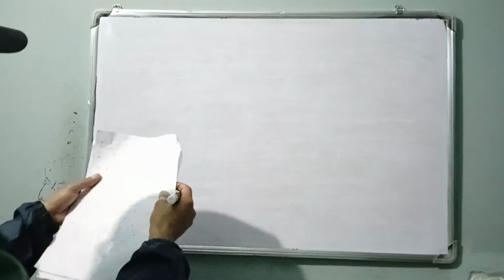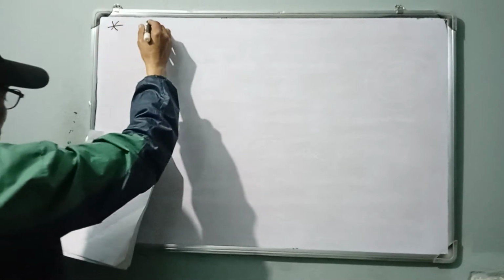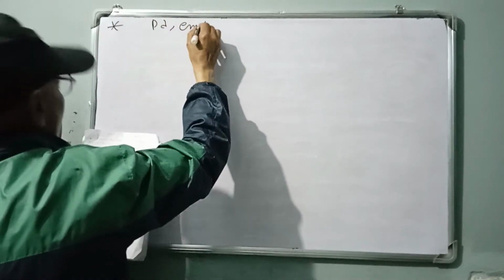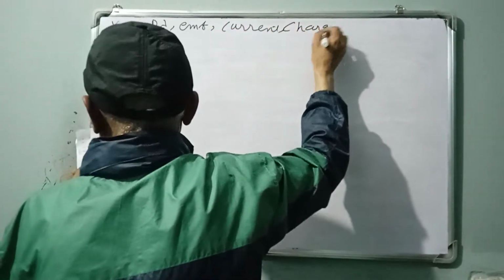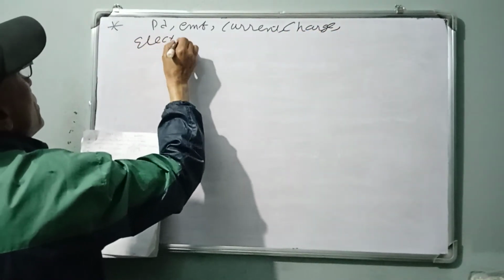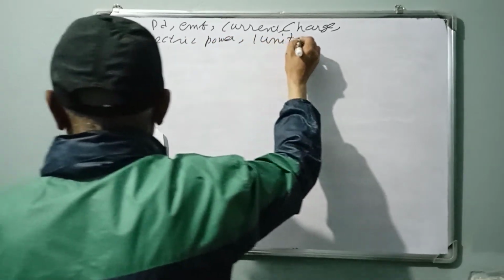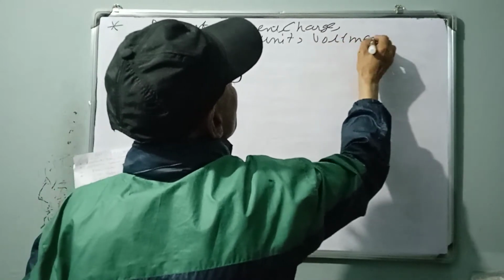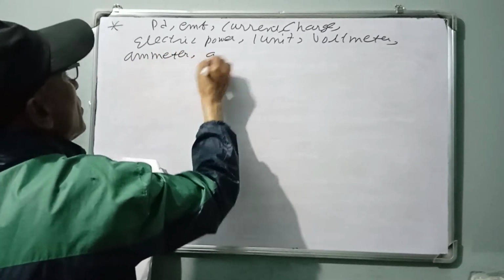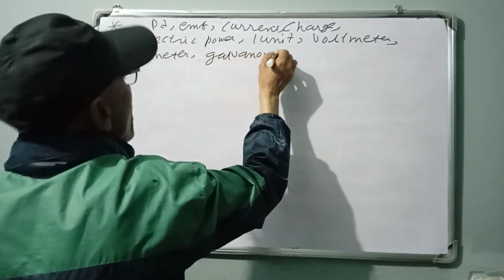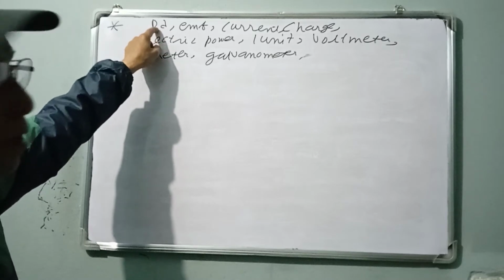See, another is PD, EMF, current, charge, electric power, unit, etc. Another is potential difference, electromotive force, current, charge, electric power, 1 unit, voltmeter, ammeter, galvanometer, etc.